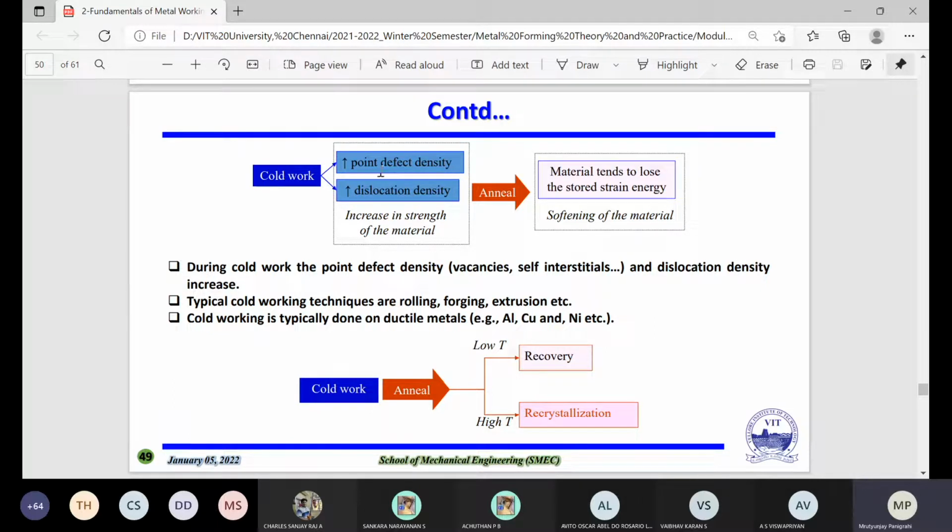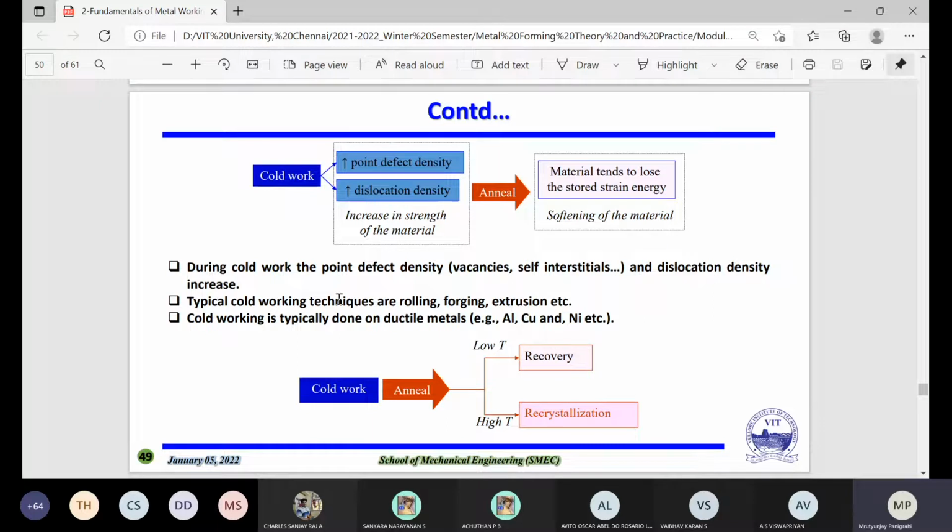And then here we have the increase in strength of the material, because if you want to go for cold working, the final aim is that you have to increase the strength of the material. Then you have to go for the annealing, and the moment you are going for the annealing, your material tends to lose the stored strain energy. Whatever strain energy you have inside, you have to remove that. That means it will lose it, right? So you have to make the softening of the material.